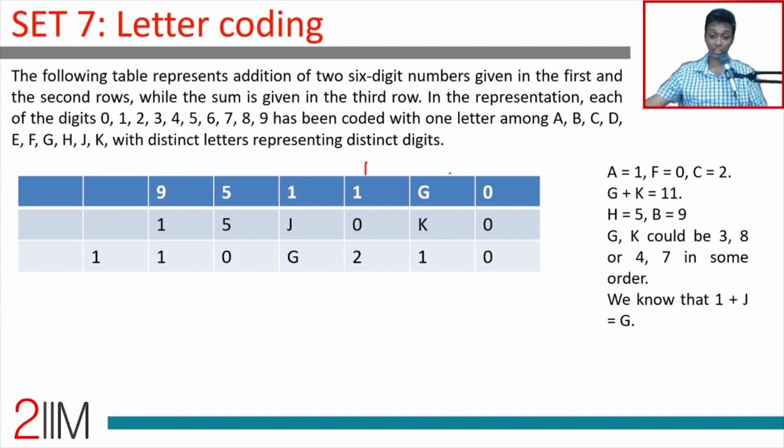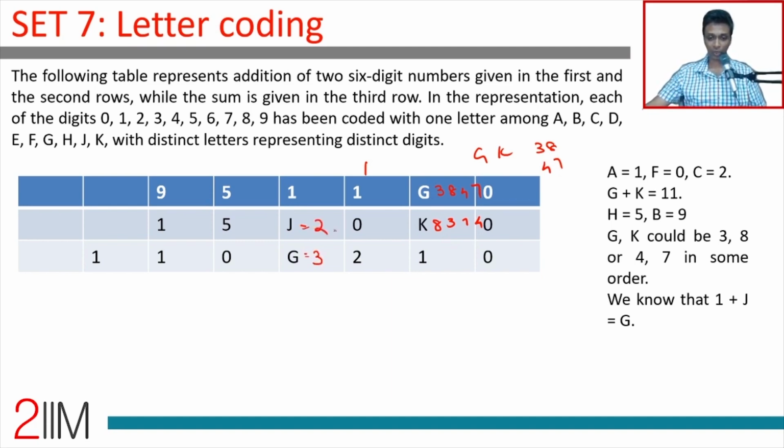We know that G and K are 3, 8 and 4, 7. 2, 9 and 5, 6 have been ruled out already. So this could be 3, this could be 8, or it could be 8 and 3, 4, 7, 7, 4. If G were 3, then J would have to be 2.